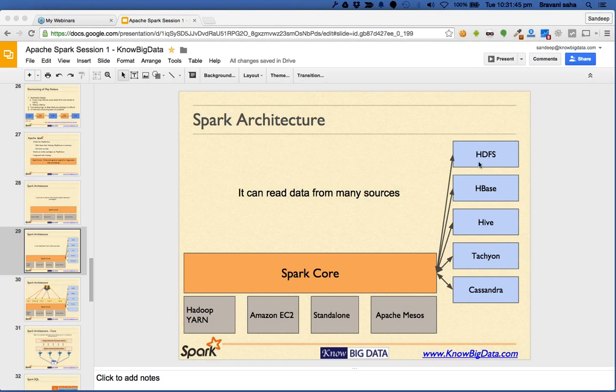And when it's dealing with HDFS, HBase, or Hive, at that time, Spark can also utilize the locality optimization, as in it will run the code near to the node containing this data. All right.